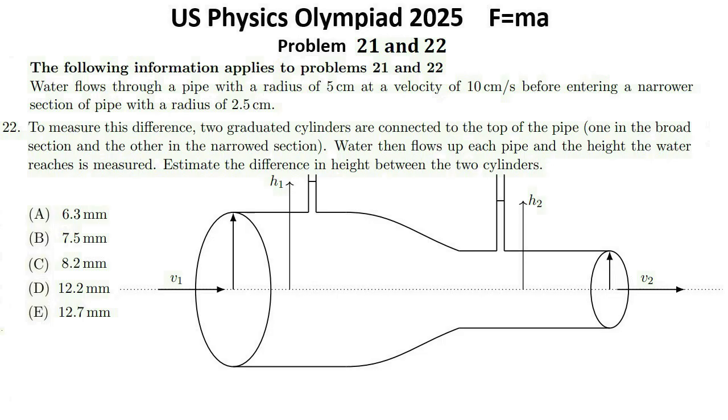Problem 22. To measure this difference, 2 graduated cylinders are connected to the top of the pipe, one in the broad section and the other in the narrowed section. Water then flows up each pipe and the height the water reaches is measured. Estimate the difference in height between the 2 cylinders.